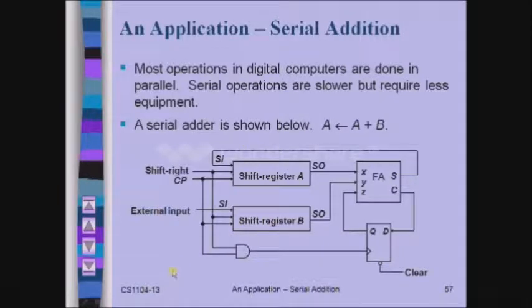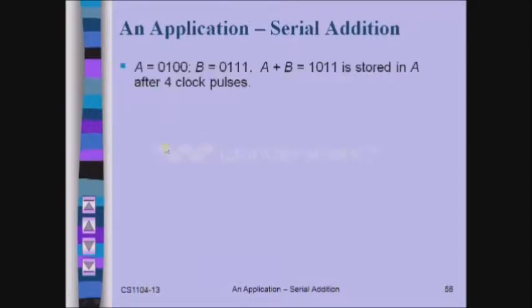Let us study this with an example. Assuming that A is holding 0100 and B is holding 0111, the result that we have to get is 1011, and it should be stored inside A. This is going to happen only after 4 clock pulses. Now let us see what happens during the first clock.